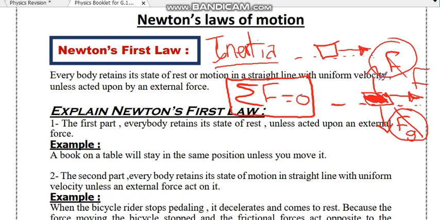And the same applies to a moving car with uniform velocity. It will not stop or accelerate unless we accelerate or decelerate it. Then we apply an external force to decelerate or accelerate it, to move with non-uniform velocity, or an acceleration. Okay, so to deeply understand this, let's take some examples.